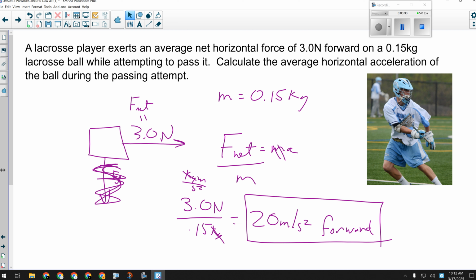Okay, everybody with me there? Any questions on that one? Again, that's as easy as they will ever get. Here's the net force, here's the mass, calculate the acceleration. The only way it could be easier is here's the mass, here's the acceleration, calculate the net force. They're never going to be that easy. It's just a good review from last week.